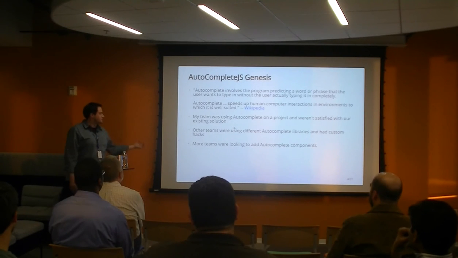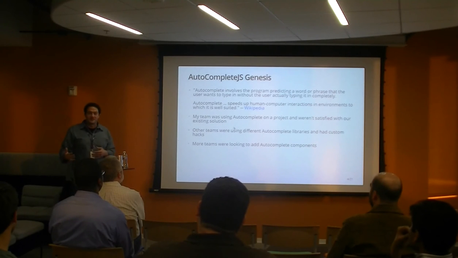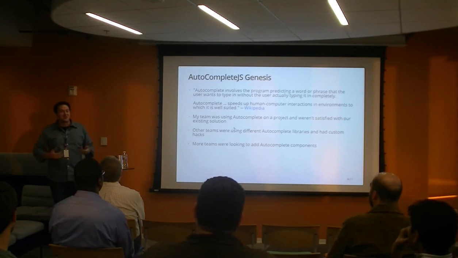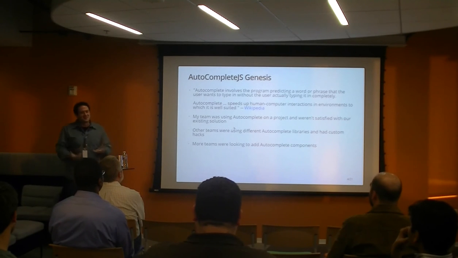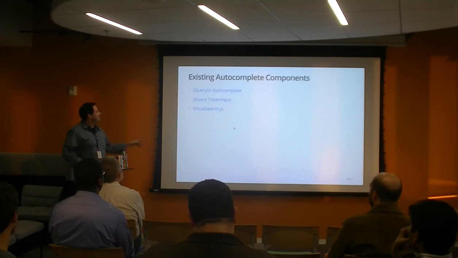The real pressing issue is that other teams at Pros wanted to implement autocomplete in their products. And what do we recommend? This library that we're not terribly happy with that we're using? Or the library this other team has had to hack in order to work for their thing? Or this other library that nobody is using? None of those are good solutions, right? So I had some bandwidth and I had some time and I built it. That's where it came from.